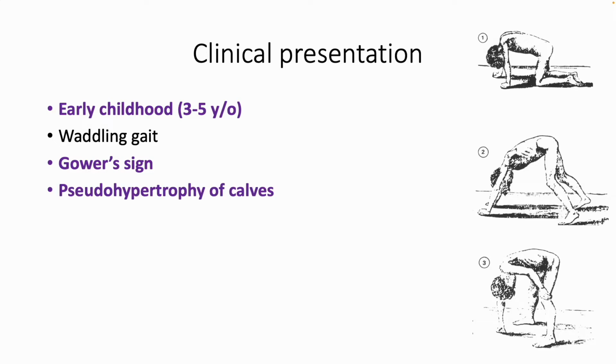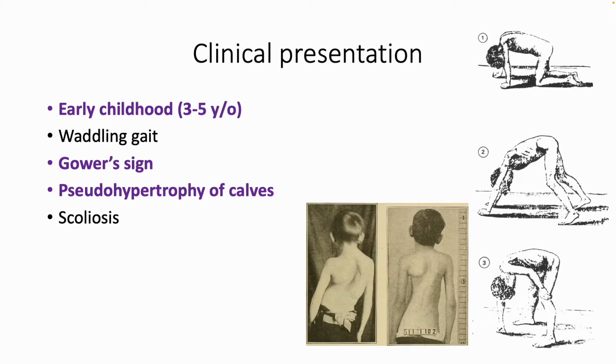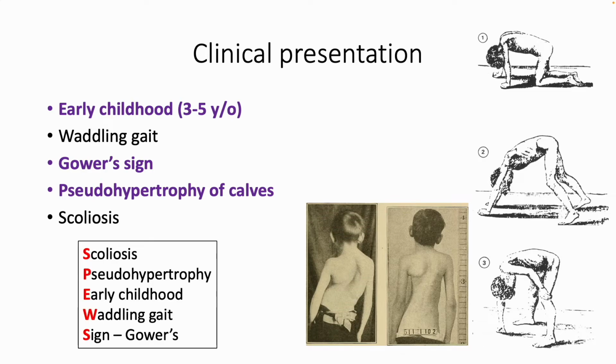You will also see pseudo hypertrophy of calves, where the calf muscle tissue is replaced by fat tissue, giving the appearance of hypertrophy of the muscle. And lastly, you may also see scoliosis in children. A mnemonic for this is SPEWS, so scoliosis, pseudo hypertrophy, early childhood, waddling gait, and sign, Gower's sign.